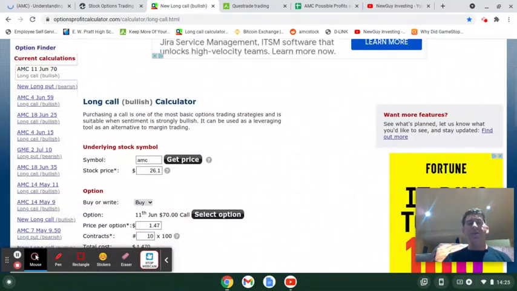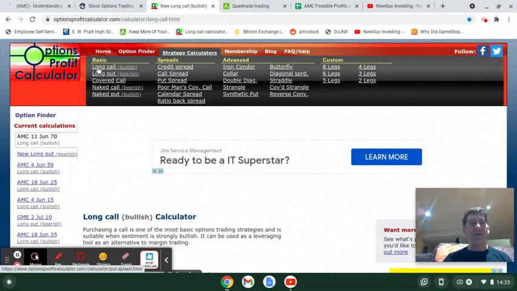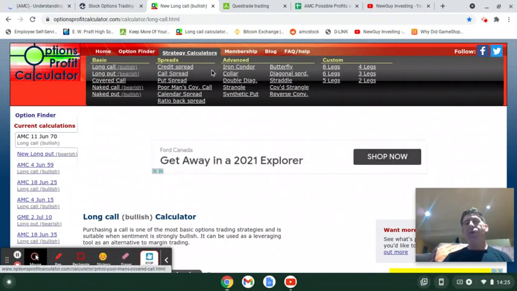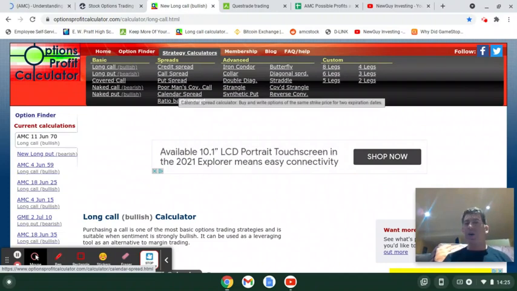So here is the options profit calculator. And you'll notice at the top of the screen, it gives a whole pile of different kinds of options. There are basic options on the left-hand column. There are options spreads, advanced. There are so many different ways to buy and sell options. Most of these involve buying and selling different types of options at different strike prices all at the same time, and it gets fairly complicated.